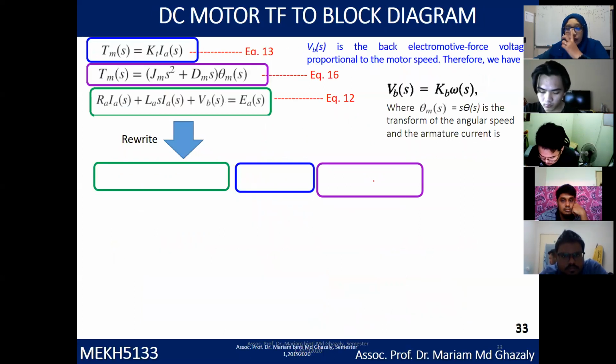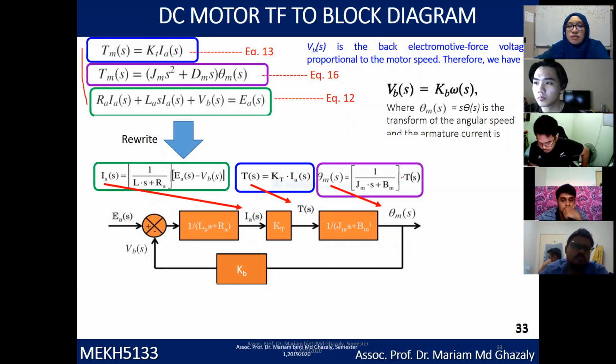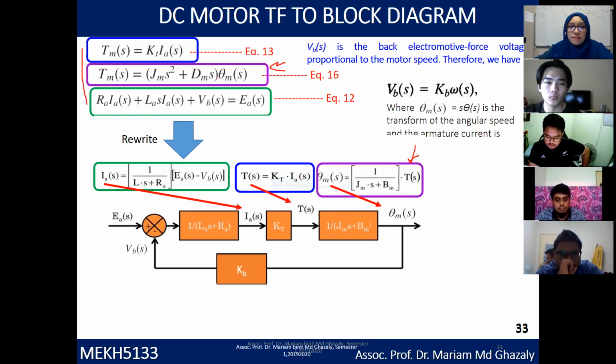Later, during the modeling for MATLAB and Simulink, you're going to draw the block diagram. So assume that we take equations 13, 16, and 12 from the previous slide. So rewrite the equations. Let's look at the color coding. First, let's look at this purple block. You have Tm equal to (Jm s squared plus Dm s) theta m. So draw out like this.